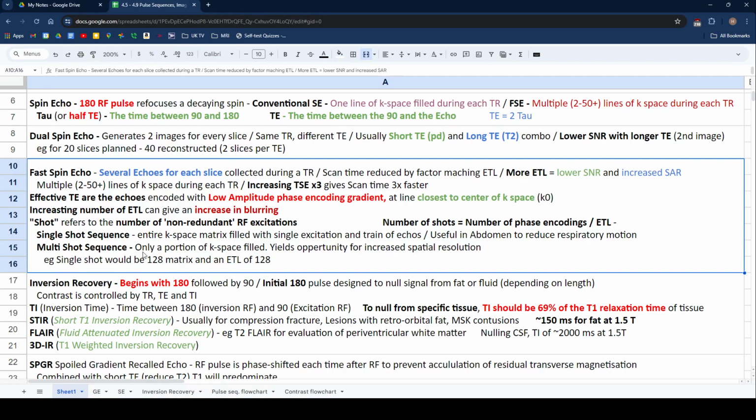In a multi-shot sequence, only a portion of K-space is filled per shot. This yields an opportunity for increased spatial resolution. For example, a single shot would be a 128 matrix and an echo train length of 128.